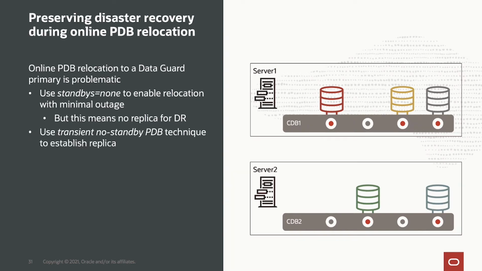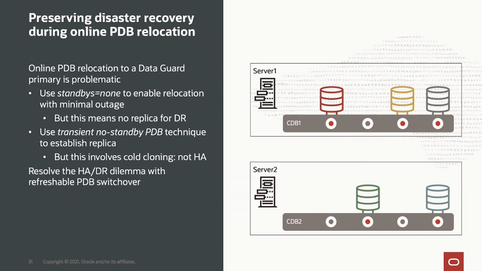On the other hand, the transient no standbys PDB technique can be used to set up that replica, thereby ensuring that we have DR. However, since this technique involves cold cloning, it is not a high availability operation. Therefore, in this case we have DR, but not HA. We want to have our cake and eat it. To resolve this dilemma, we can use refreshable PDBs.